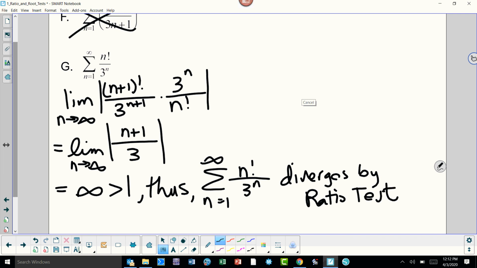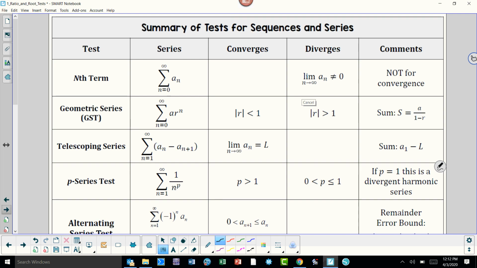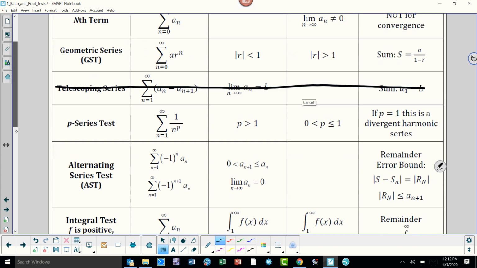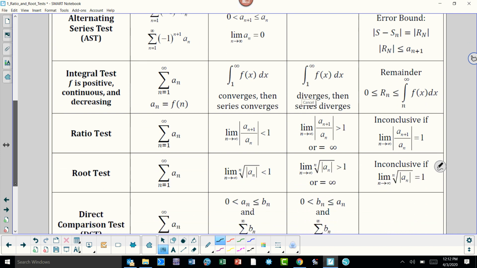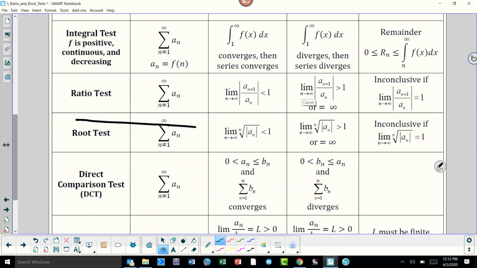Okay, then the back of your note packet has a table that has the different tests and different things going on. So what I would do is I would just cross off telescoping, because even though it's something you need to know possibly in the future, it's not on the AP test. So right now I don't want to be considering it. I don't want to think about it as something when I'm looking at my tests. And same thing with the root test. I would cross that off.